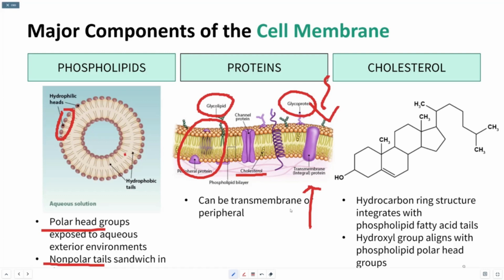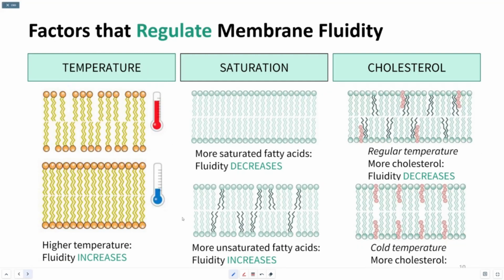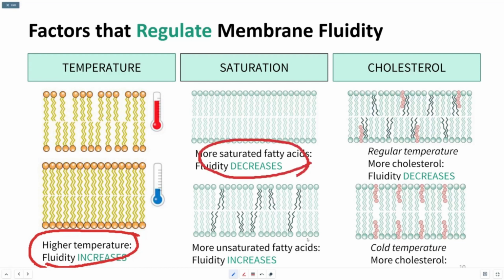The hydrocarbon ring structure is important because it integrates with the fatty acid tails and allows the cell membrane to be very fluid. As you can see over here, temperature can change the membrane. Higher temperatures will cause the fluidity of the membrane to increase. Saturation means that the more saturated fatty acids there are, the less fluidity there is, and the more unsaturated fatty acids there are, the more it increases the fluidity of the plasma membrane.